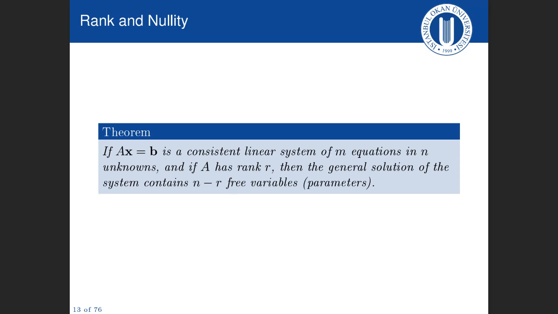If we have a non-homogeneous linear system, Ax equal to B, and if we know that this is a consistent linear system of m equations in n unknowns, so in other words, if A is an m by n matrix, and if we know that A has rank R, so there are R basic variables, then the general solution has n minus R free variables. Number of columns minus the rank tells us the number of free variables.